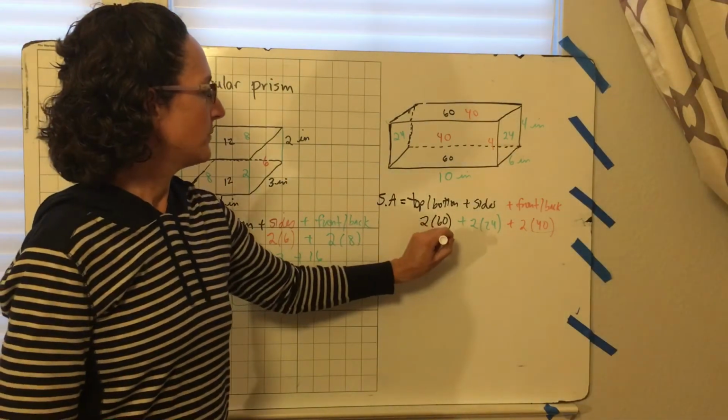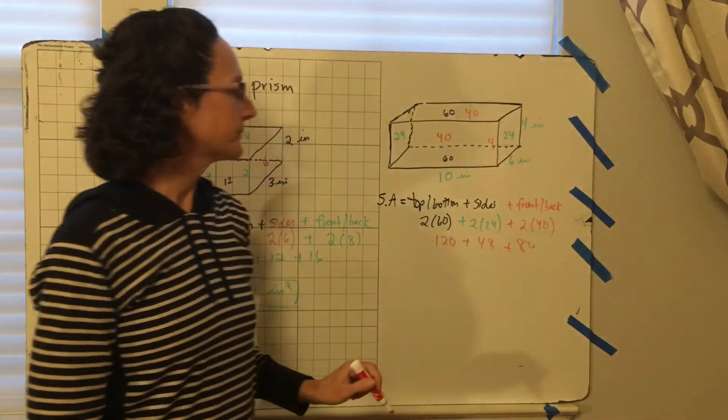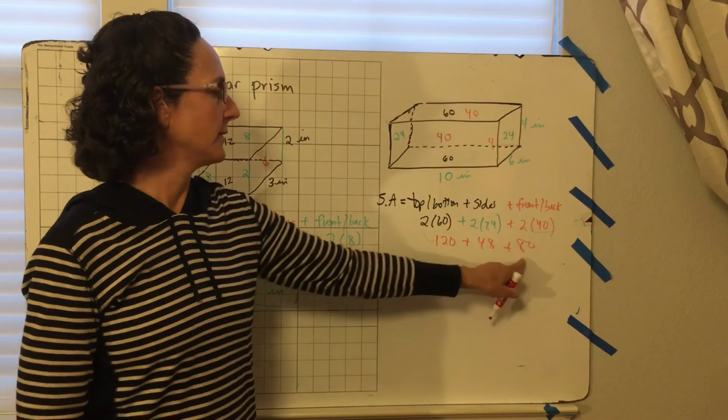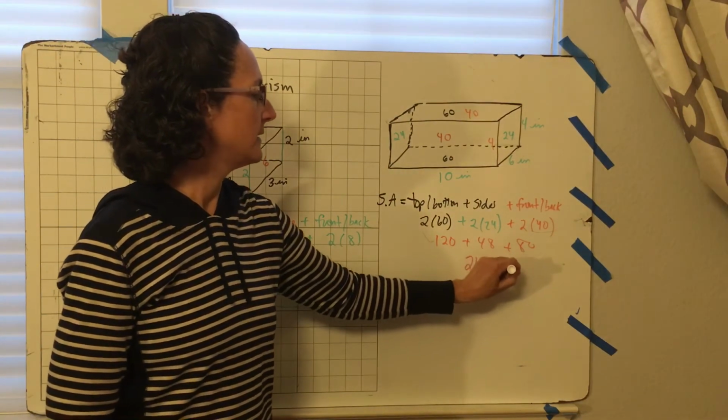So then this is 120 plus 48 plus 80. I'm going to add these 2 together first. 120 plus 80 is 200, so we have 248 inches squared.